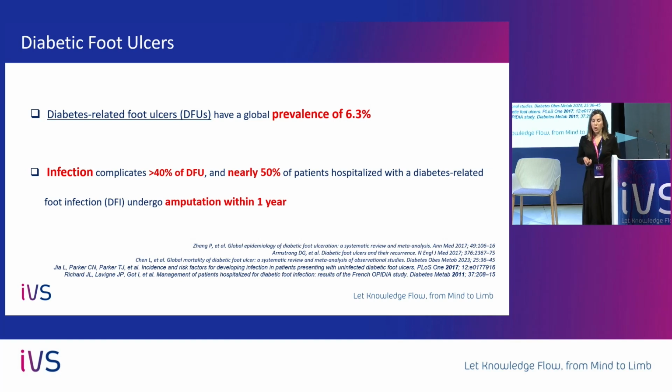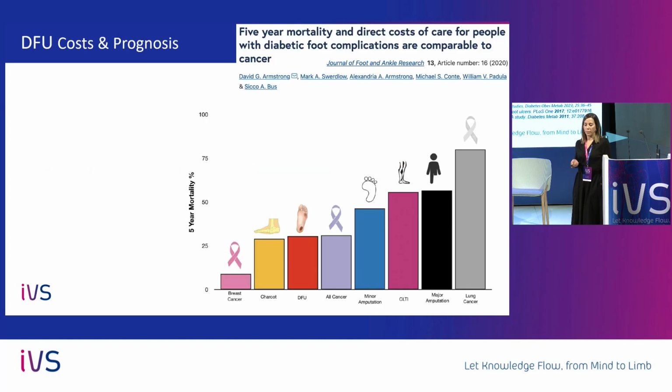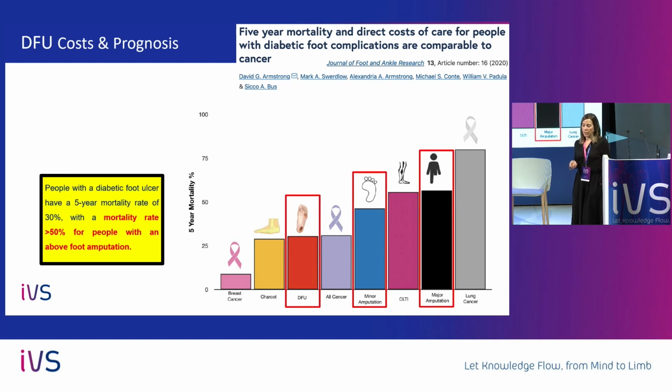But infection complicates more than 40% of those lesions, and nearly 50% of those patients who require an in-hospital stay will undergo an amputation within 1 year. So the prognosis of those patients is quite poor. If we look at the literature, we can compare the mortality of those patients, which is extremely high, to cancer, for example lung cancer, which is the most common one.